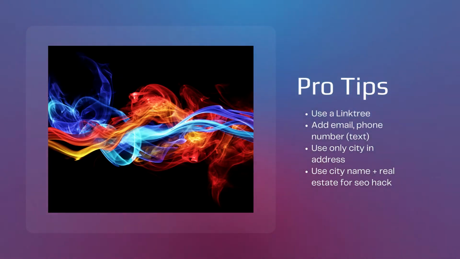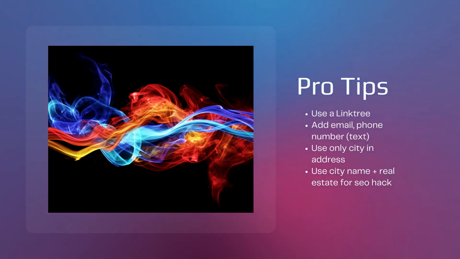All right, now let's look at some pro tips here, guys. First of all, we want to use a link tree. Link trees are amazing. The reason we use link trees is because Instagram only gives us one link to use in our bio, but we are targeting many different audiences and we want to use many different calls to action, and maybe take our audience to many different pages on our website. So we can use a link tree to do that. We're going to talk about that in the next lesson in much more detail, but definitely create a link tree for your Instagram account.